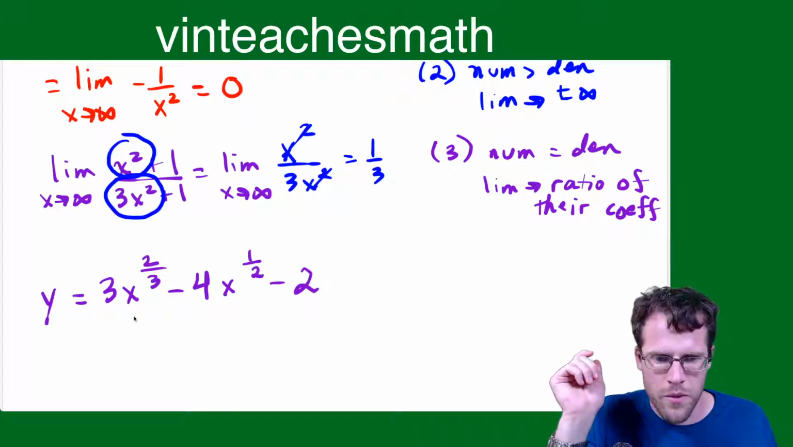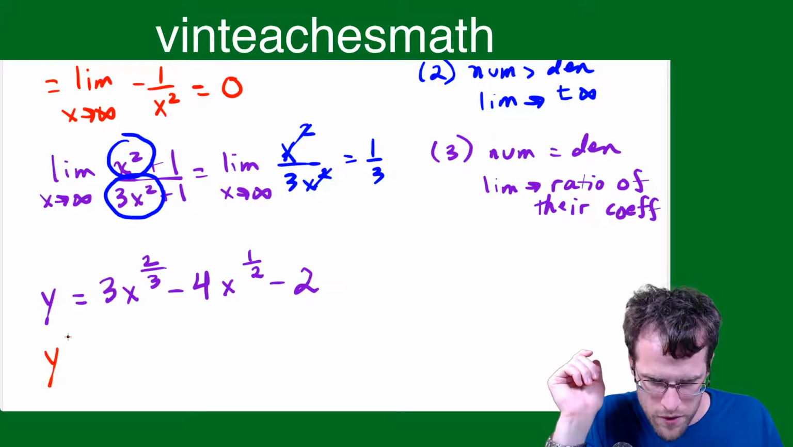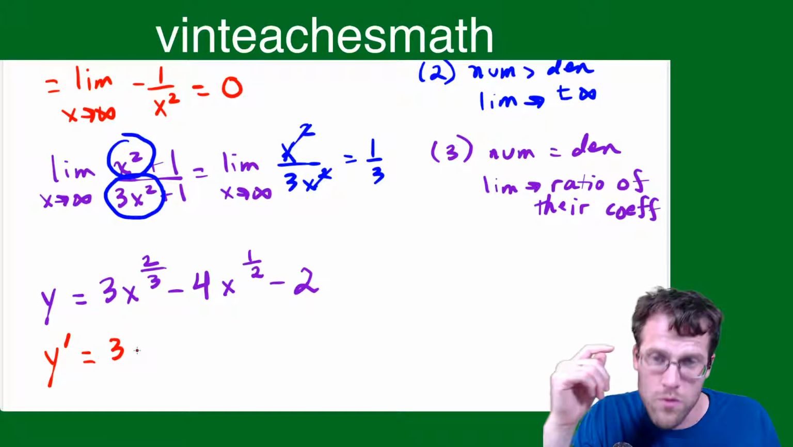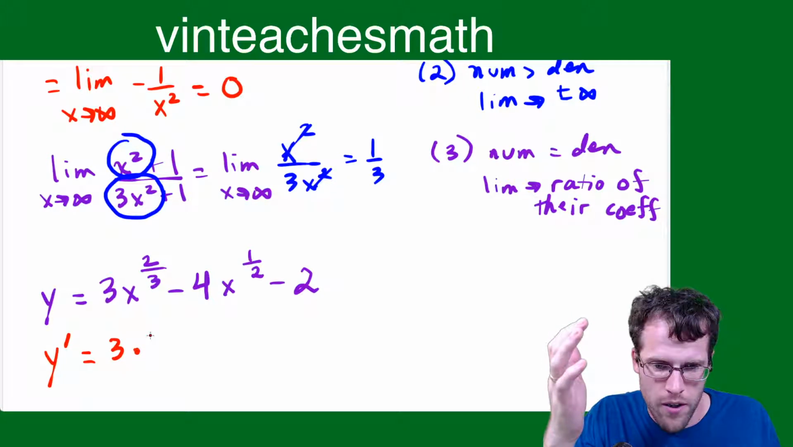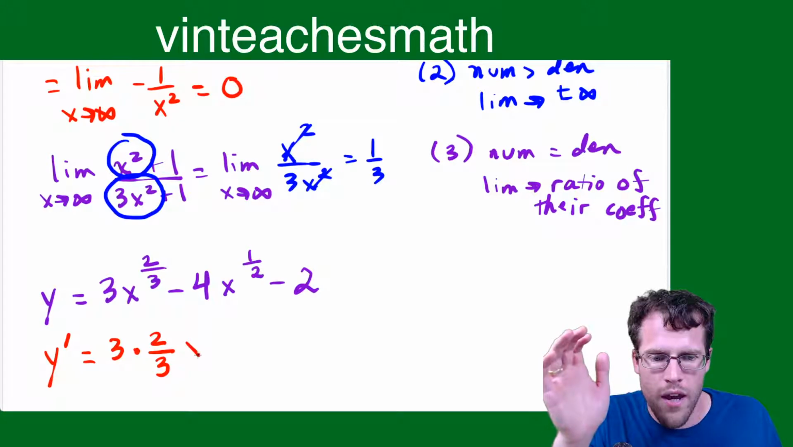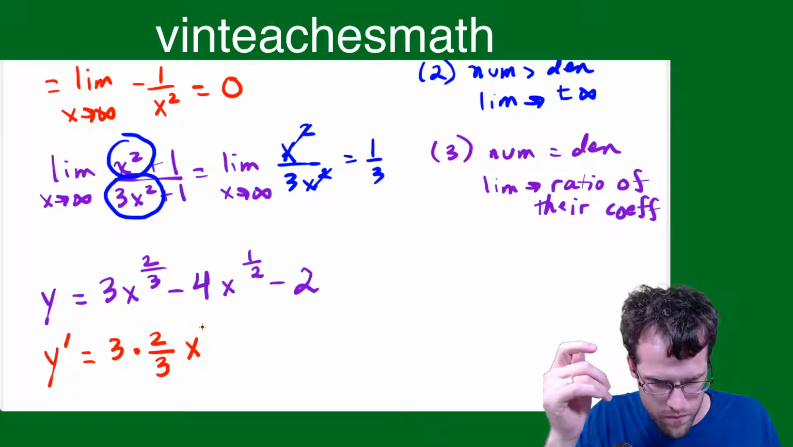Okay, so let's see. All right, question 5. That's where we are. So y prime. You have to know the power rule. So I'll show it kind of in slow motion, because I'm lagging right now. All right, so 3 times 2/3 x to the 2/3 minus 1, which will make negative 1/3.